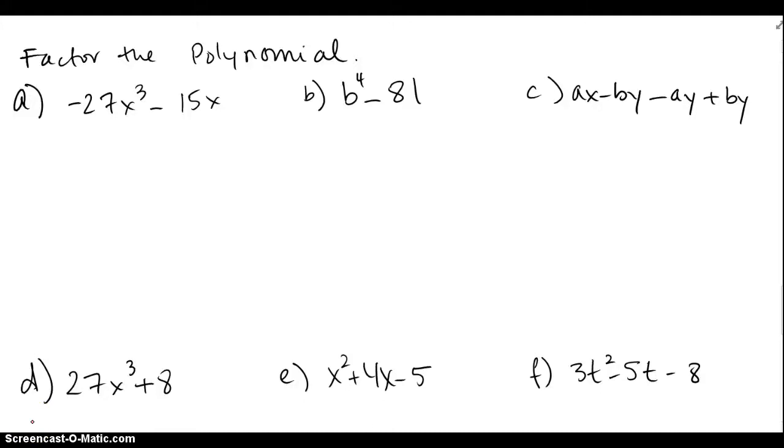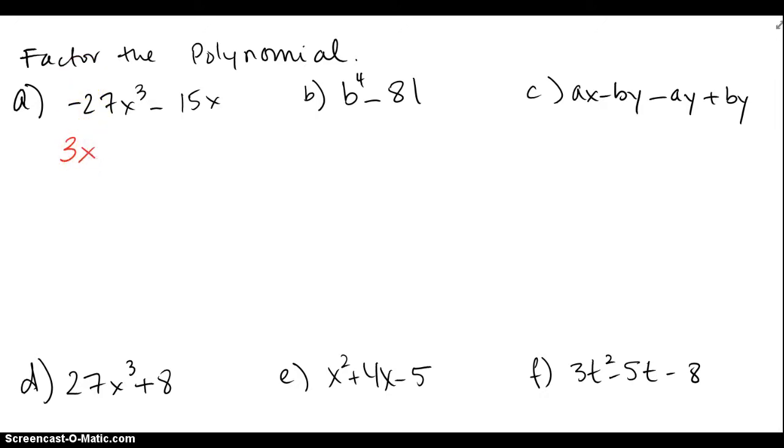Okay, let's look at some more examples where everything is all mixed up and we have to decide what to do when. So for the first one, I see a binomial. I do see cubes involved. However, I must check for the GCF first. Now there's a GCF of 3 between the 27 and 15, and also they have an x in common. So I'm definitely going to pull out a 3 and an x.